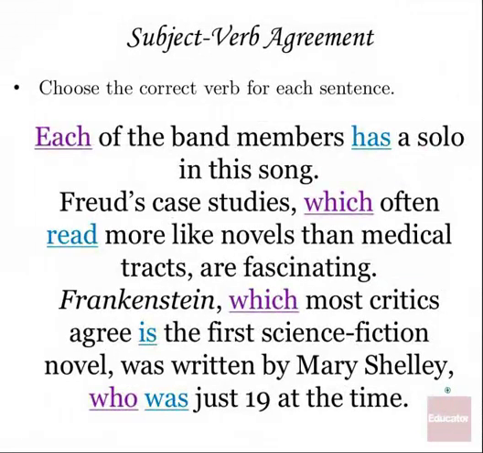All right, each of the band members has a solo in this song. Well, we have an interrupter in the prepositional phrase band members, and we note that each is here. So it takes the third person singular verb has.